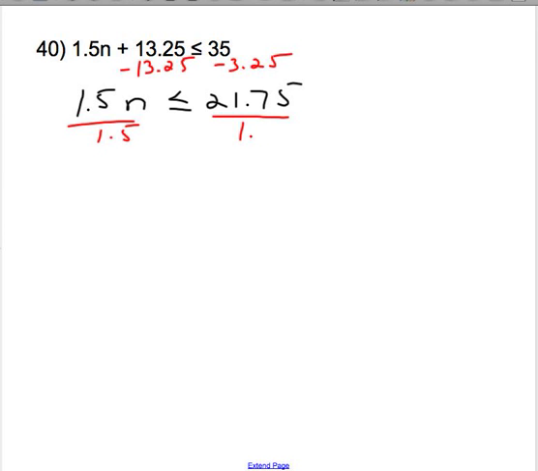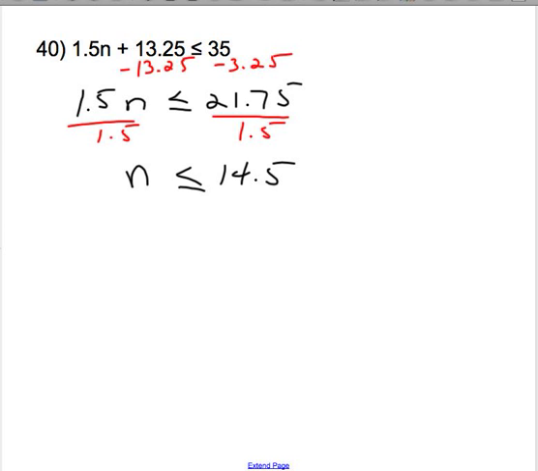So if I go through and I solve it, I'll start by subtracting 13.25 from both sides. And then I get 1.5n is less than or equal to 21.75. I'll divide by 1.5. And I end up with n is less than or equal to 14.5. Now remember, this is a story problem, it has context. So you have to interpret what this means.